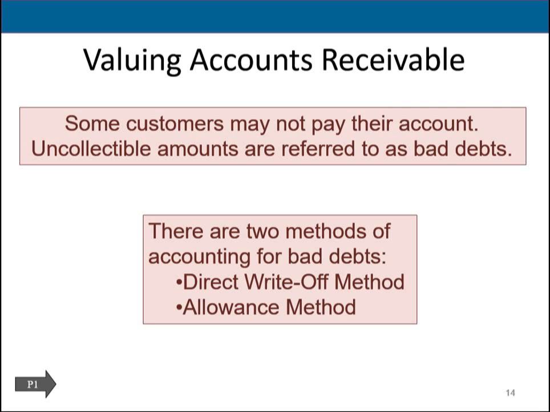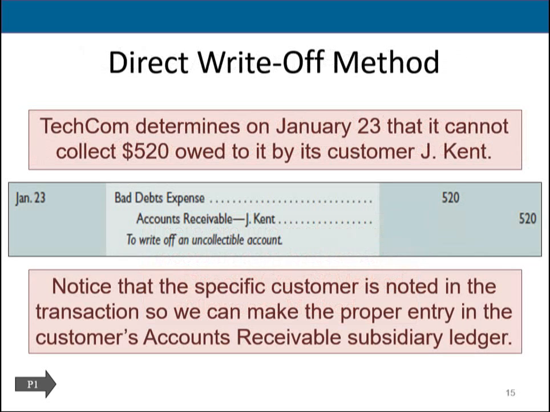Bad debts are technically called uncollectible accounts, and it's a rare business that doesn't have some. There are two ways for a business to account for these bad debts, the direct write-off method and the allowance method. Let's look at the direct write-off method first.